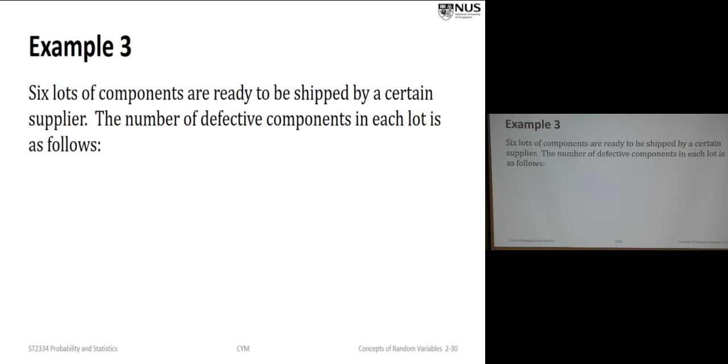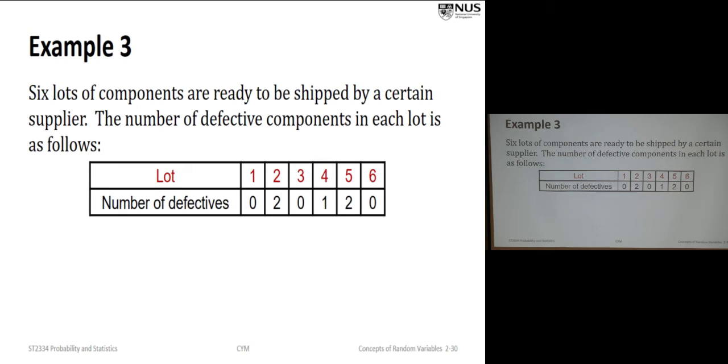Another example. We have 6 lots of components ready to ship by a certain supplier, and the number of defective components for each lot is given as follows. All right.